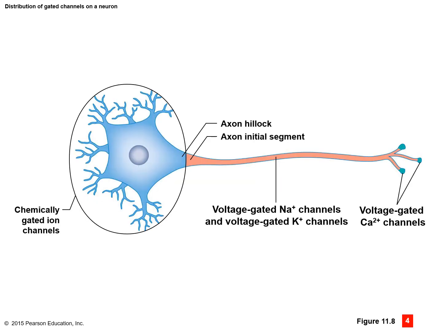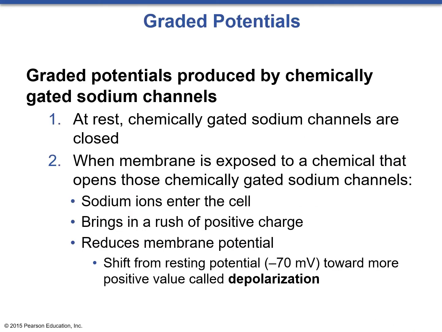So here we can actually see the chemically gated ion channels are going to be on the main cell body, and then we actually have the voltage gated channels on the axon. So we need to activate those chemically gated channels first to stimulate the voltage gated channels working its way down the axon. So let's go through a graded potential at rest and work our way forward.